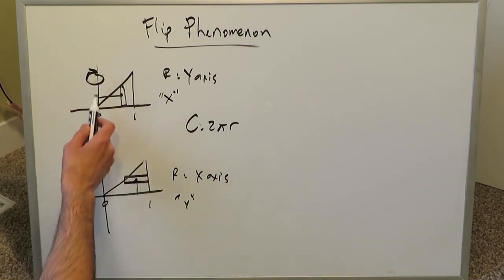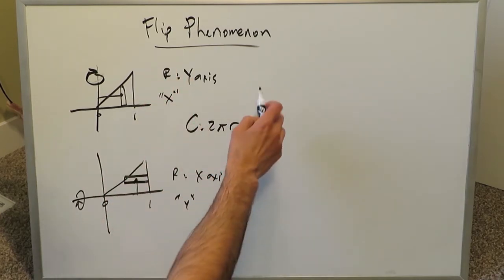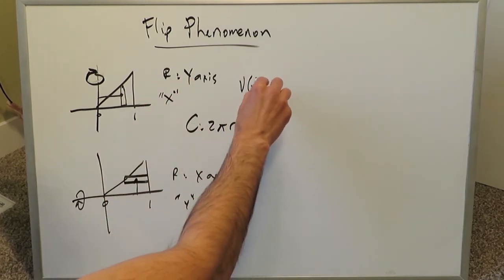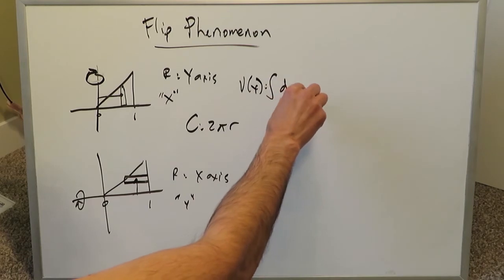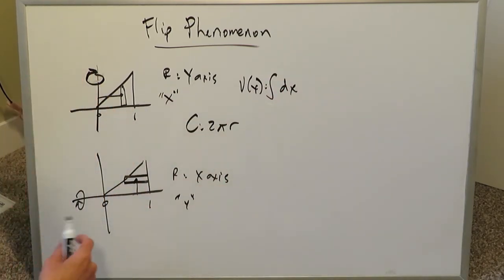Hence, when you're having a vertical rotation or line of axis for a cylindrical shell technique, rotating along the y-axis, your formula becomes volume with respect to x, and then you do integration with respect to dx because you have x values popping up here. Quite contrary to the disc and the washer method.